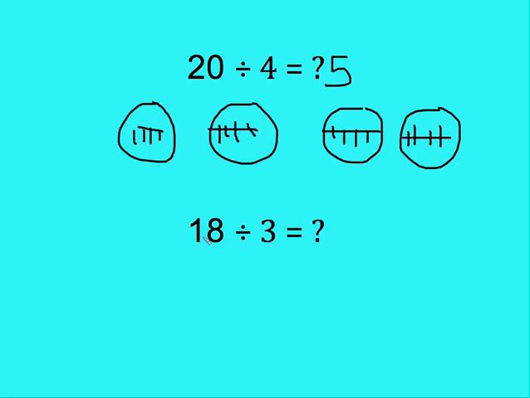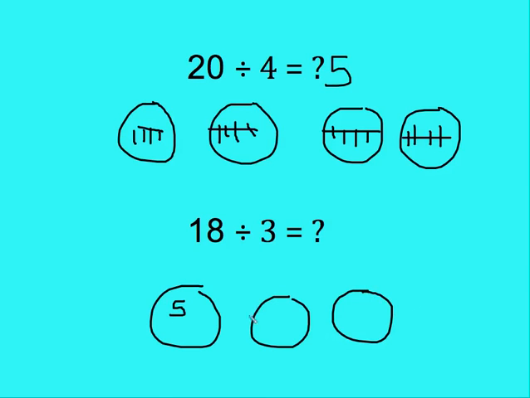Okay, welcome back. We have 18 tallies and we're going to share them equally within 3 groups. Here's group 1, group 2, and group 3. Now I can take a shortcut and know that if I put 5 in each group, I'd have 5, 10, 15. Now I just need a couple more to get up to 18. 16, 17, 18. Notice I have to have the same amount within each group in order to be fair.